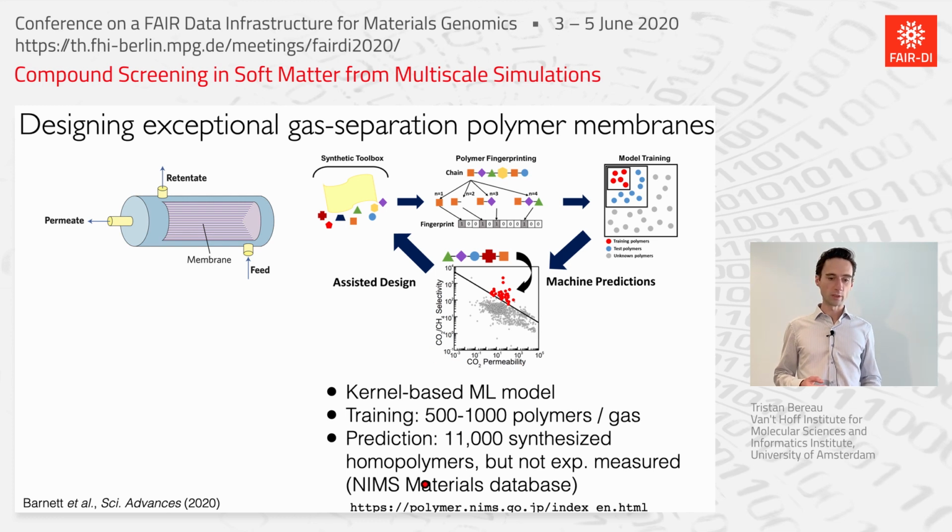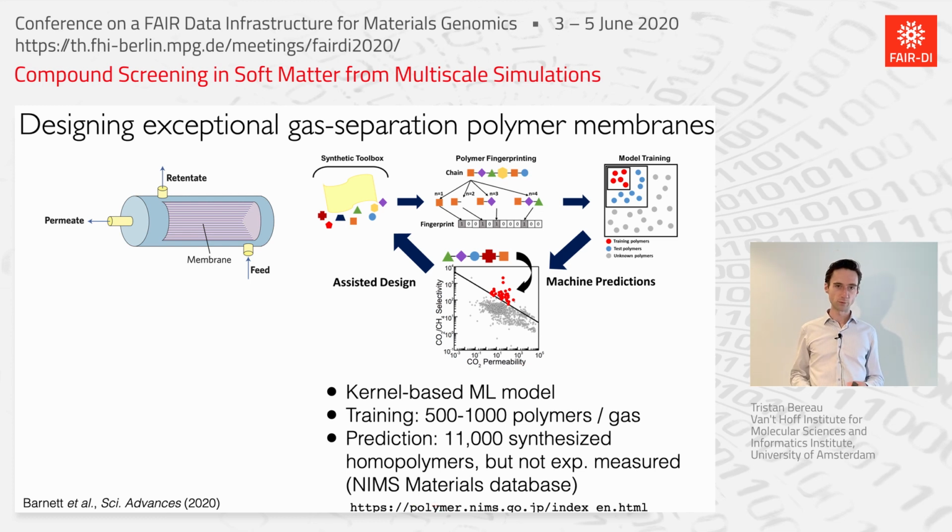What we found were between 500 and 1,000 polymers per gas that we've collected from the literature. From this, we've built a kernel-based machine learning model, since the number of data points is very adequate for kernels. And then we predicted on about 11,000 synthesized compounds, most of which didn't have any experimental measurement for these permeabilities. We've taken this from the NIMS materials database.